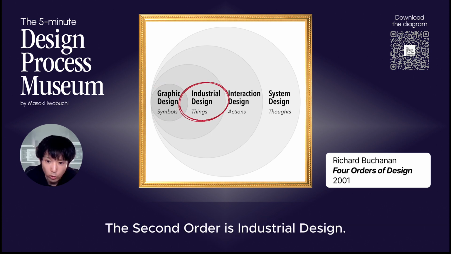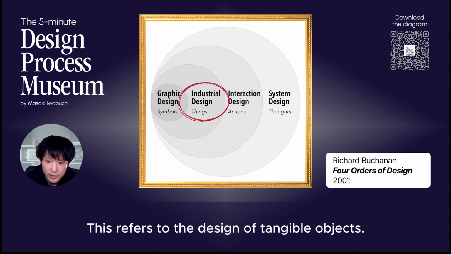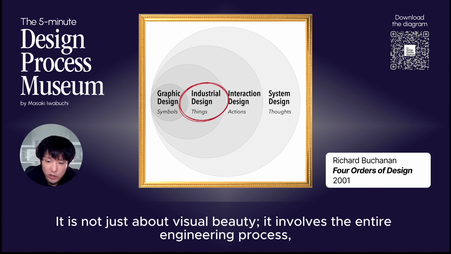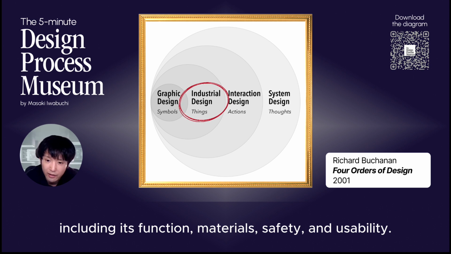The second order is industrial design. This refers to the design of tangible objects. It is not just about visual beauty. It involves the entire engineering process, including its function, materials, safety, and usability, and more.